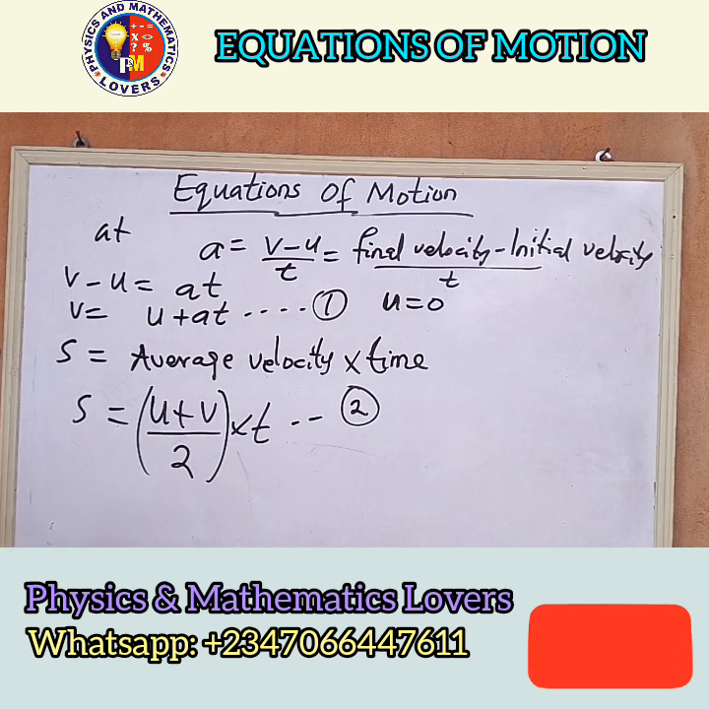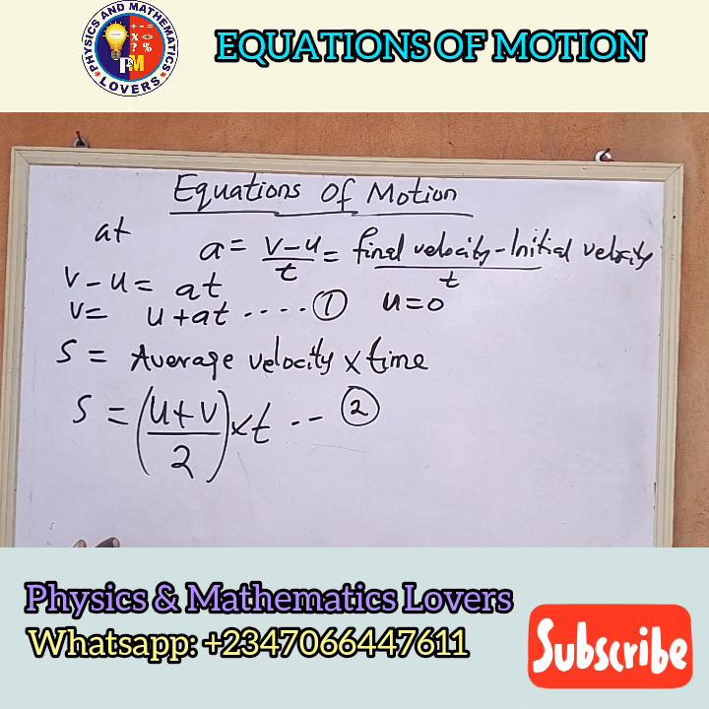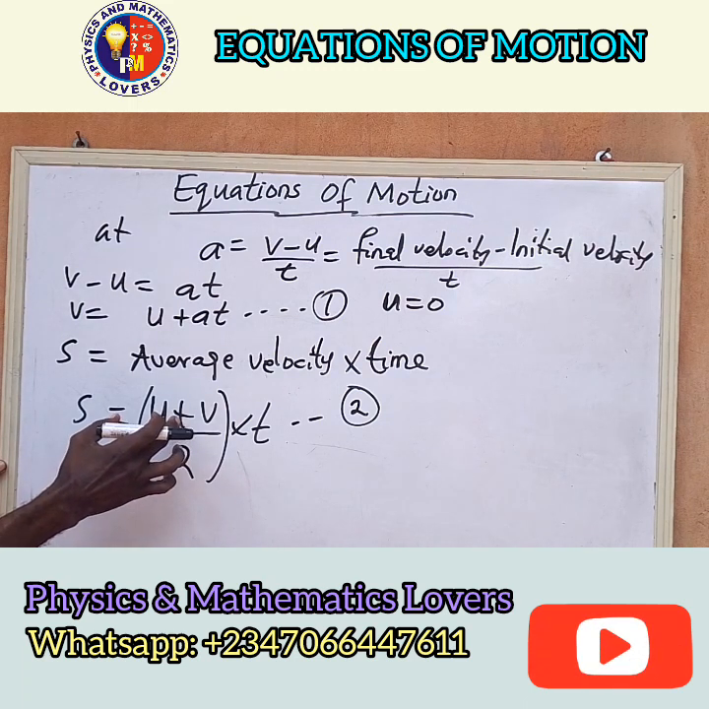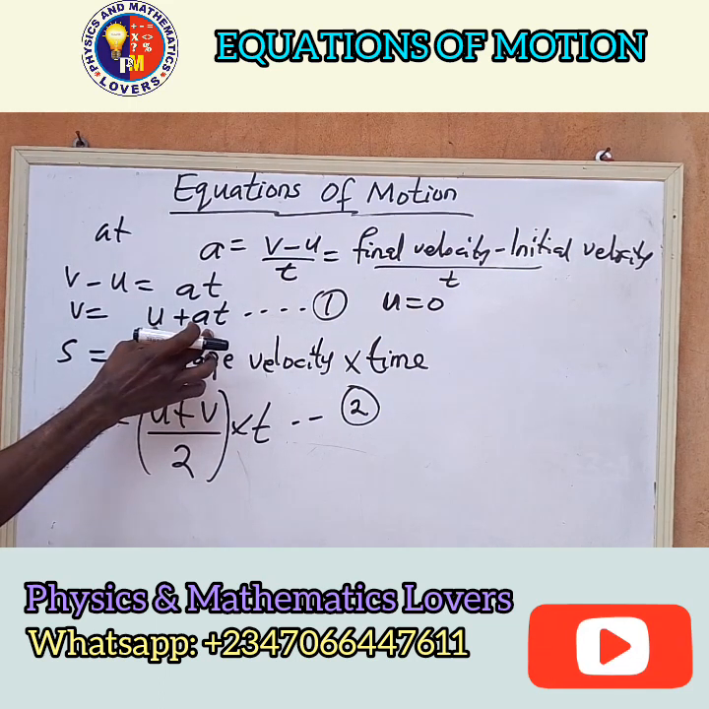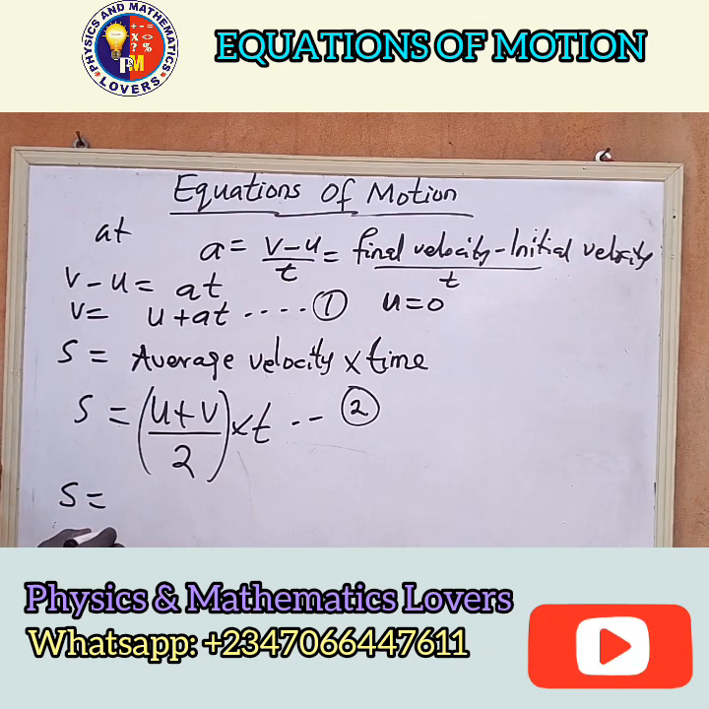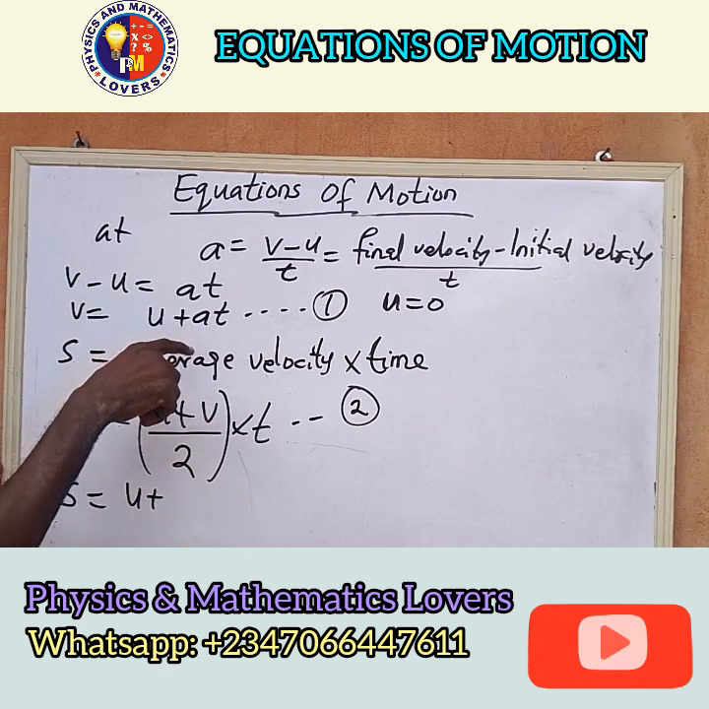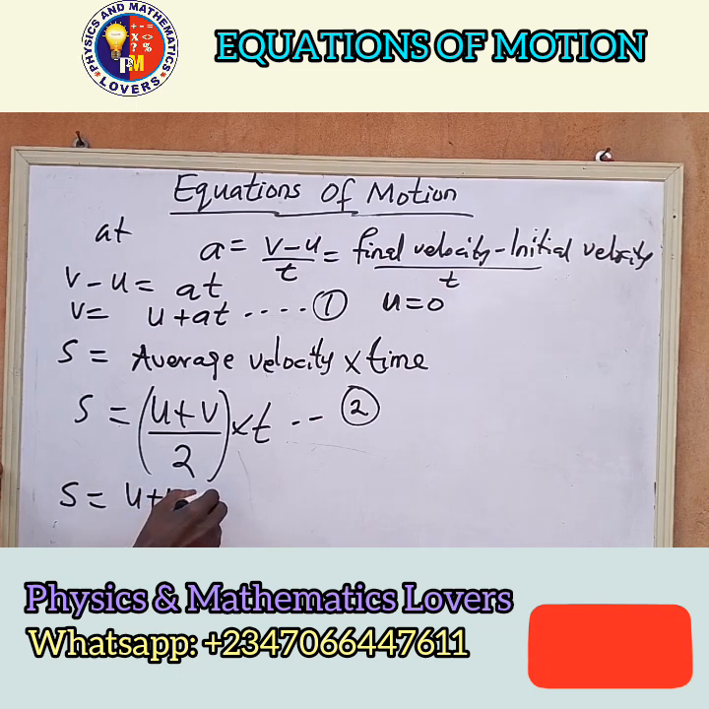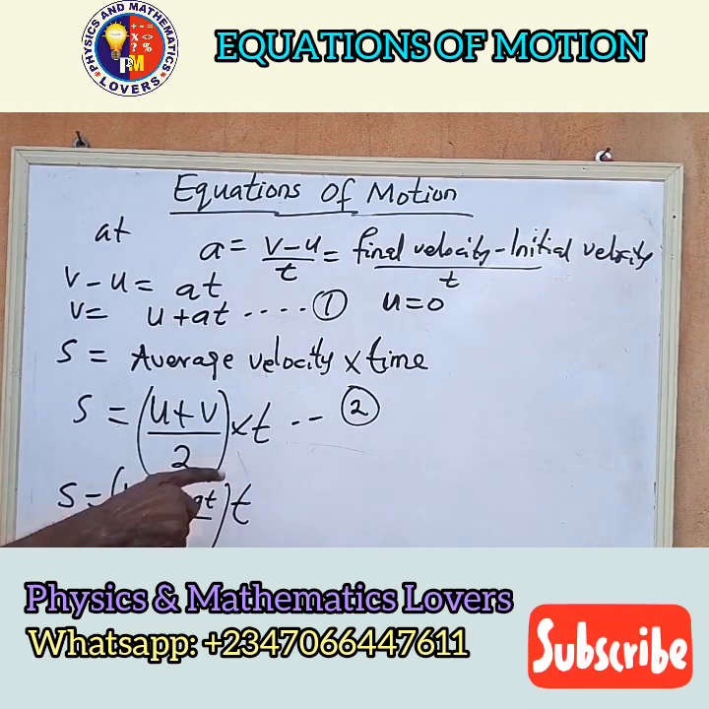All right, let us go back to our equation 1. We have v equal to u plus at. If we decide to plug it into this expression, bring this v here and replace it with this, then at the end of the day I'm going to have my distance s equal to u plus, for v, we replace it with u plus at, everything over 2, then multiplied by t.